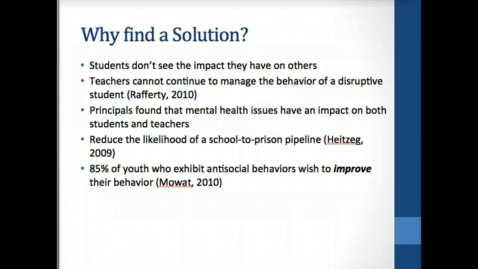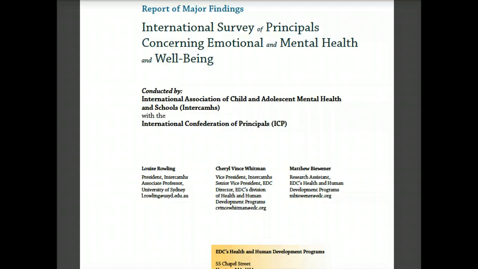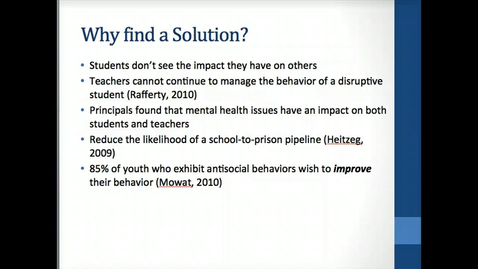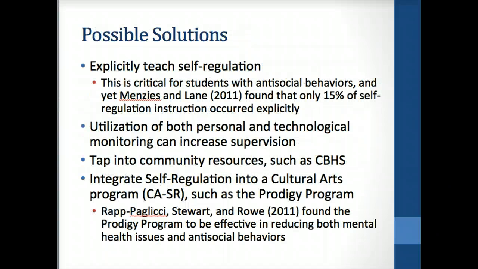Without students self-regulating, teachers cannot continue to manage antisocial behaviours, and as a result, mental health issues for the staff become a concern. An international survey of principals considered the mental health of staff and students. One of the striking findings is that principals felt as though 1 in 5 students were in need of prevention or intervention services. What is truly exciting is that 85% of youth who exhibit antisocial behaviours really wish to improve those behaviours. Researchers have found that students who do not self-regulate well require explicit teaching of self-regulation. However, only 15% of self-regulation instruction was found by Menzies and Lane to occur explicitly.